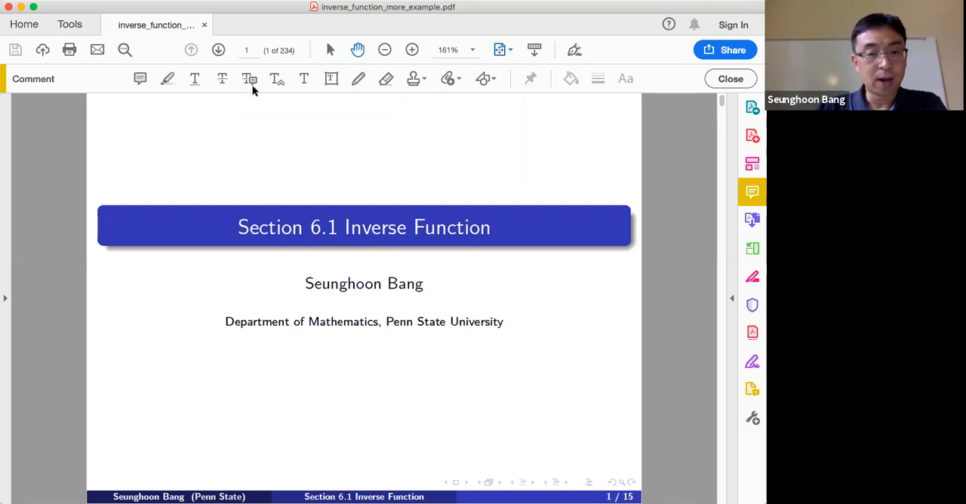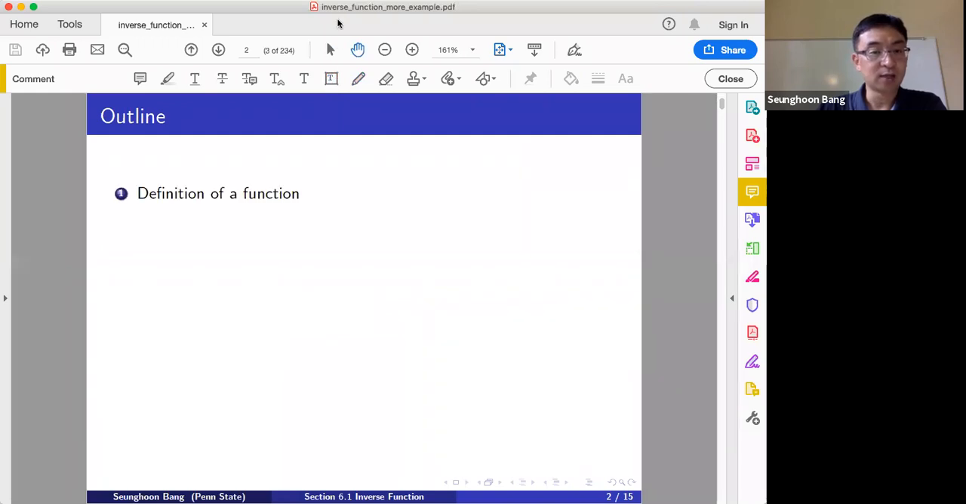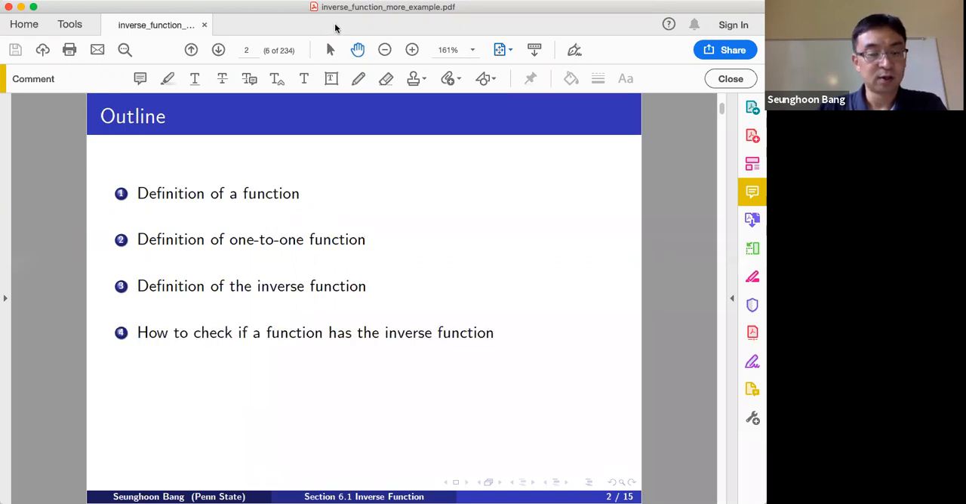Today, I want to talk about section 6.1, the inverse function. It's like an outline. The first one, definition of a function. The definition of a one-to-one function. Definition of the inverse function. How to check if a function has the inverse function.